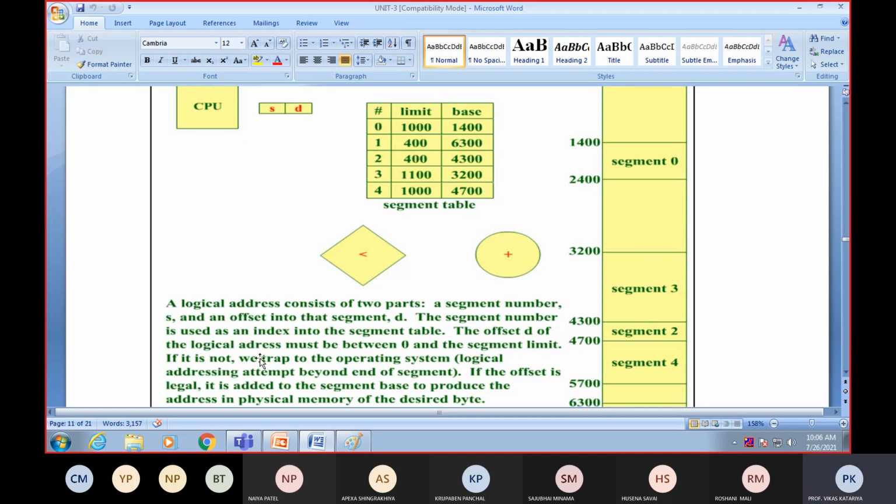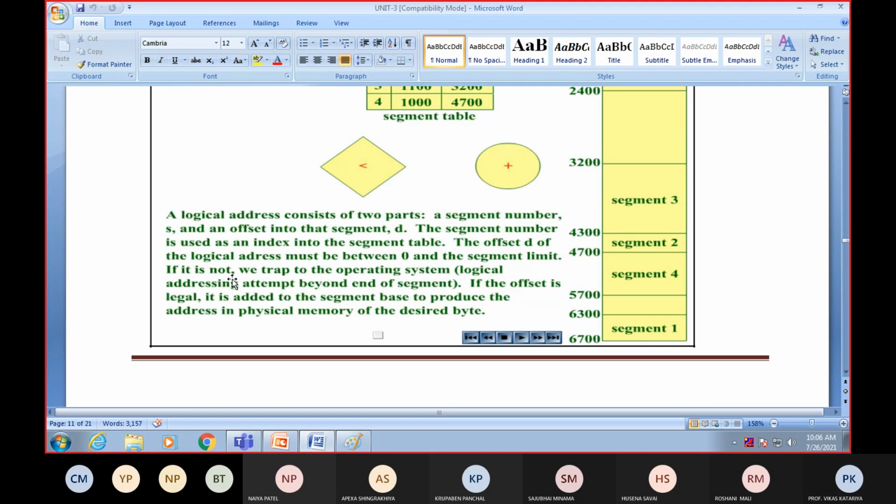The offset D of the logical address must be between 0 and the segment limit. If it is not, we trap to the operating system: logical addressing attempt beyond end of segment. So if the byte offset increases beyond the limit, then the operating system will not be able to generate the physical address. In this case, we can say a trap occurs.